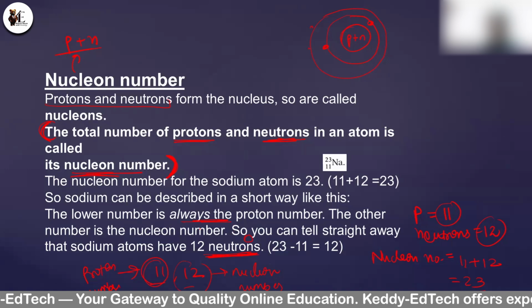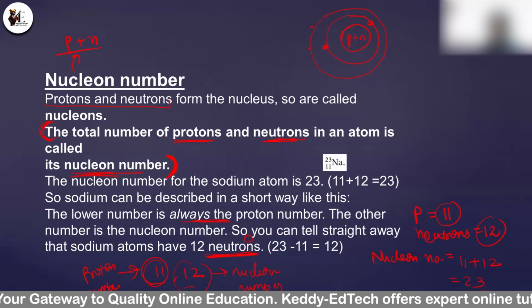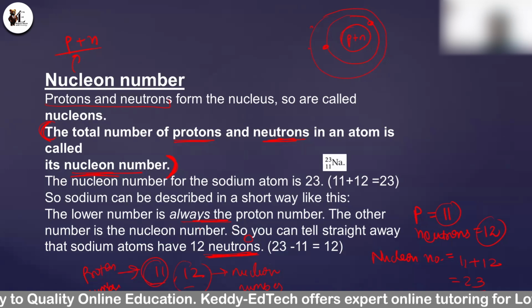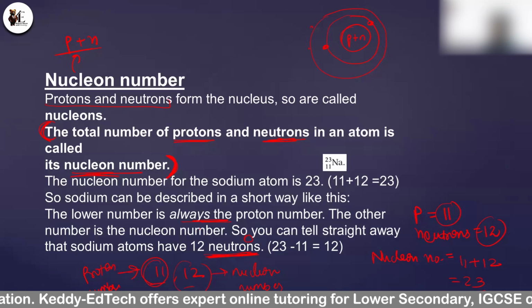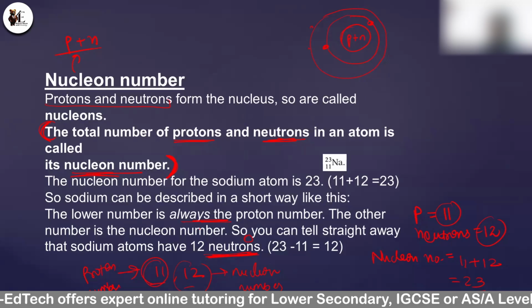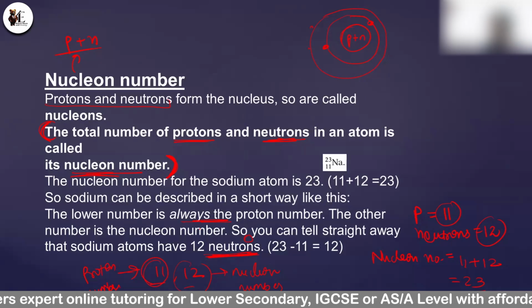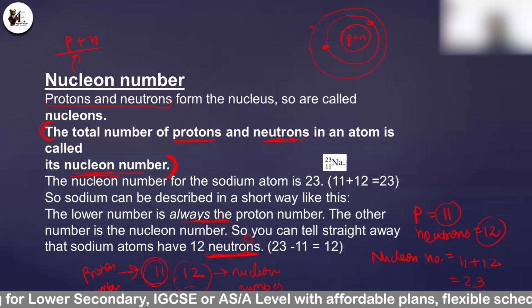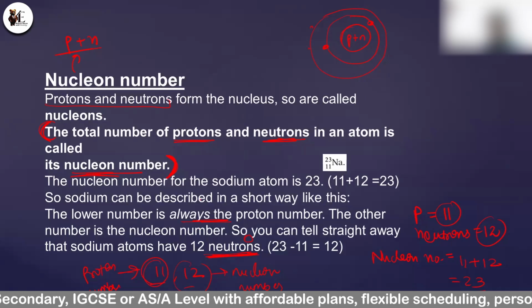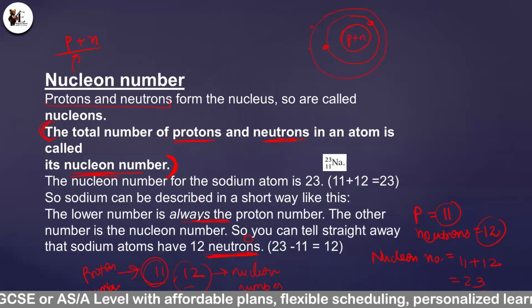Total number of protons and neutrons in an atom is called its nucleon number. So if I give you the total number of protons and the total number of neutrons and ask you to calculate the nucleon number, you can just add them. How to identify the proton number with the nucleon number? The lower number is always the proton. Copy it down.